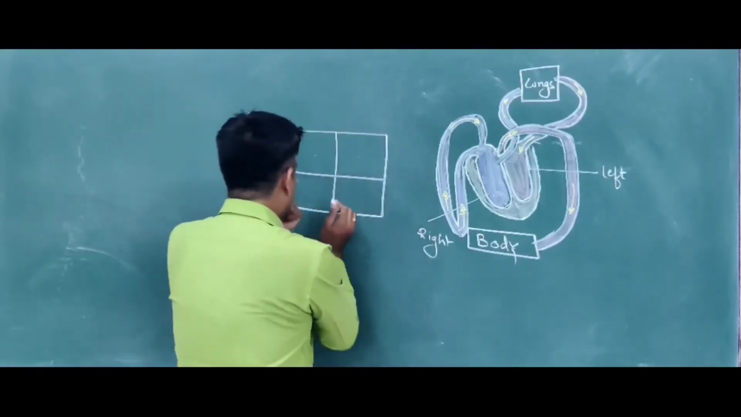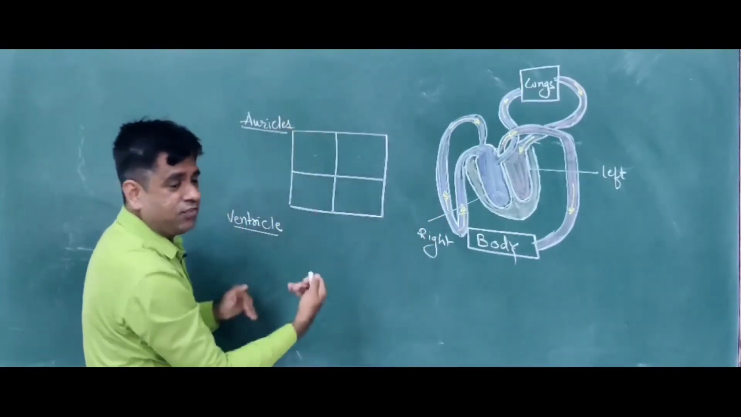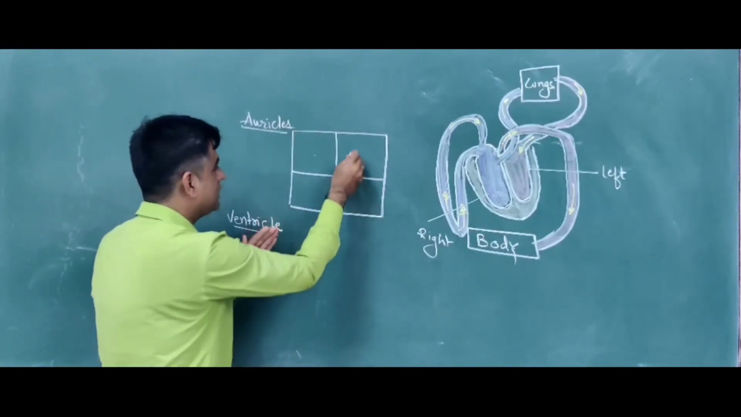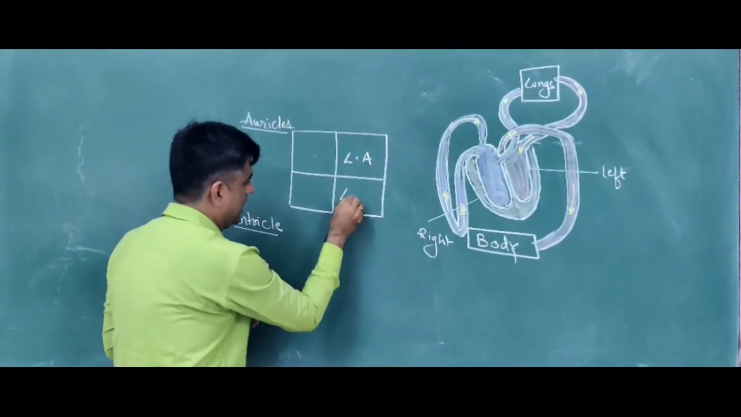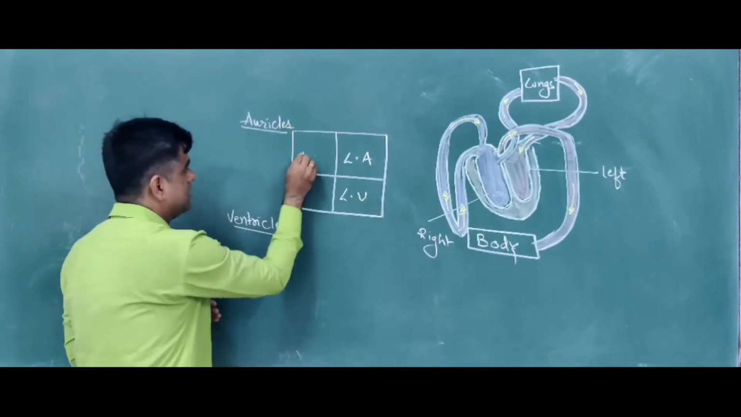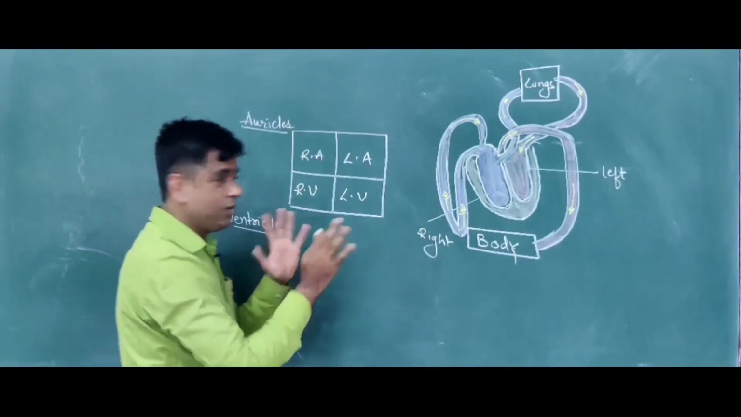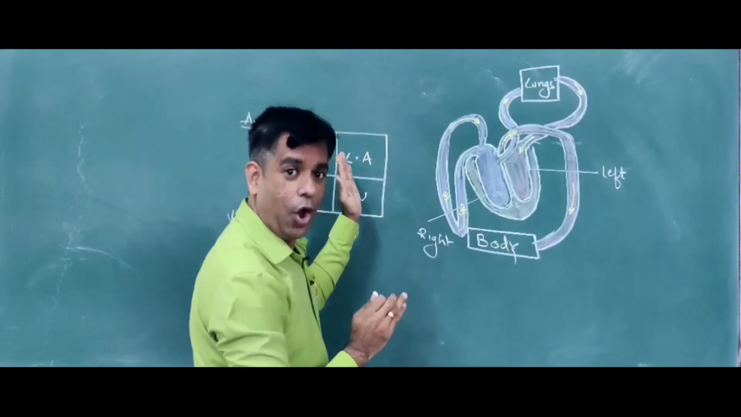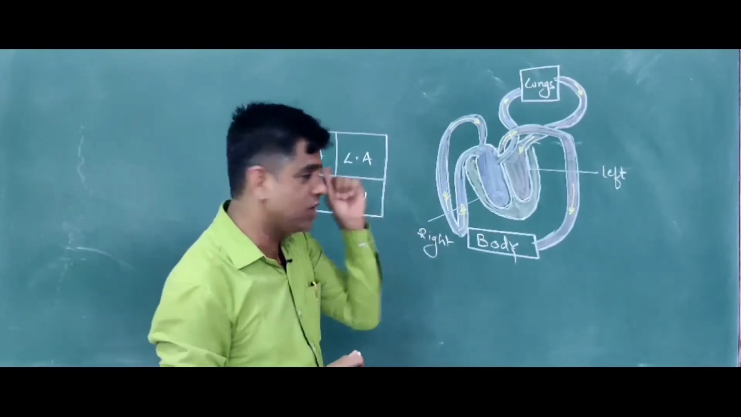So, to summarize now, I have the left part, I have the right part, I have the auricles, I have the ventricles. Can you tell me? Yes, this is the left atrium, right? This is my left ventricle. This is the right atrium and this is the right ventricle. So, again remember, the left part contains which one? Oxygenated blood, and the right part contains the deoxygenated blood.